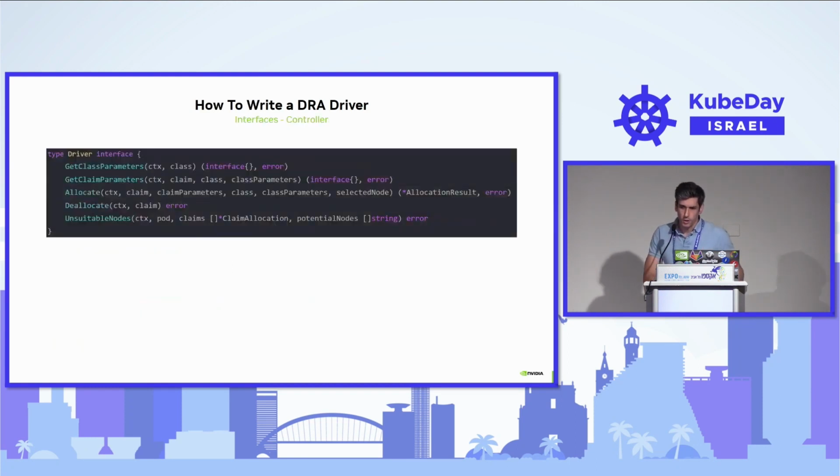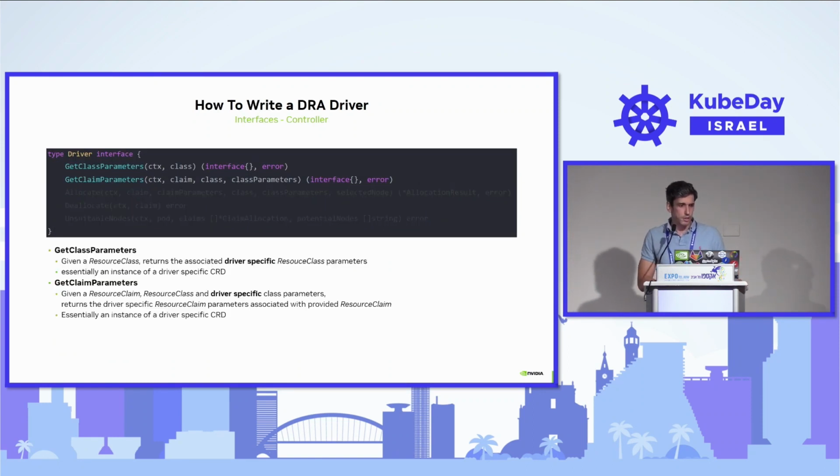All right. So in regards to the driver interface in the controller, that's the driver interface. It has a couple of methods. We'll quickly go over them. There is the get class parameters and get claim parameters. Nothing too fancy here. If we discuss the vendor-specific CRDs for the class and claim, resource class and resource claim, these are the getters for them. They will return the specific instance of the vendor's CRD.